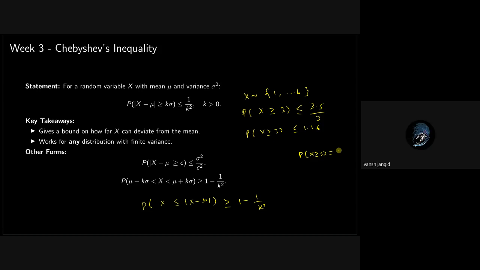Yes, sir. 3, 4, 5, and 6. Oh, greater than or equal to 3. Sorry, yes, you are right. It is greater than or equal to 3, right? So it will be 4 by 6. Yes, 4 by 6, exactly. You were right. So 2 by 3, it means 0.66.